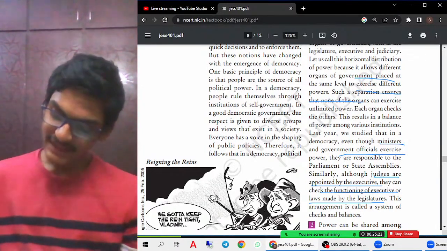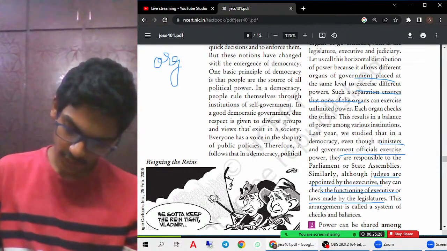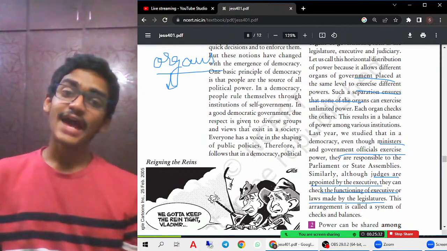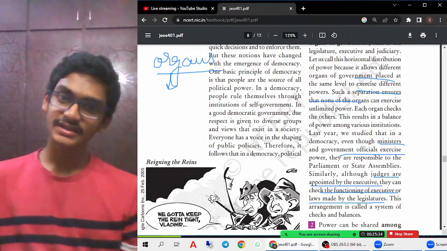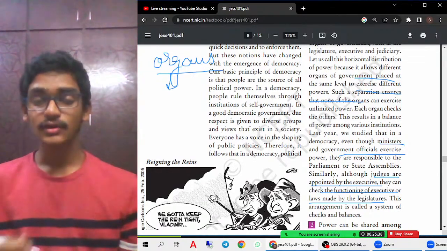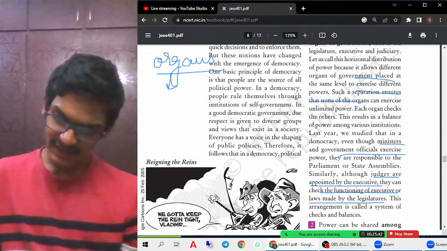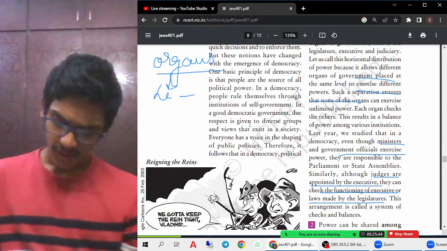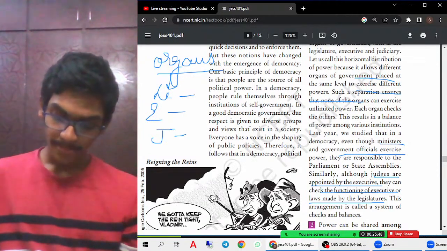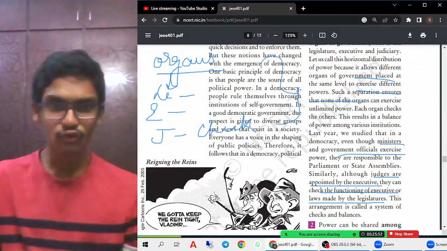When power is shared among different social groups and different organs, each organ has its own jurisdiction. Jurisdiction is nothing but each organ having its own function regarding different specific policy matters. As you know, the legislature has to make the laws, the executive will implement the laws, and the judiciary will try to keep a check on the laws. Therefore, each organ has its own function.